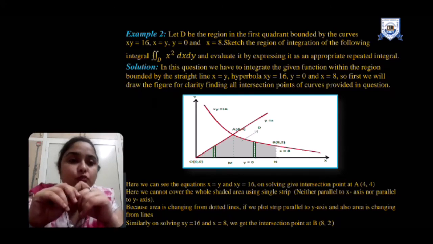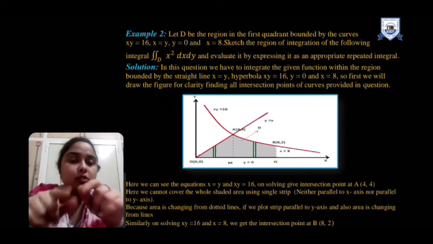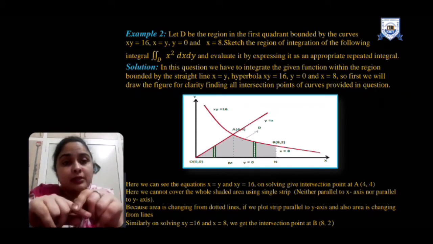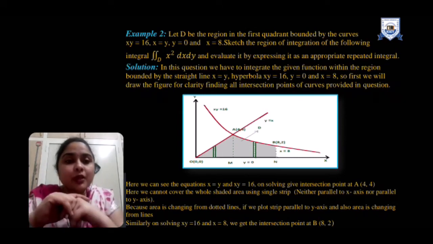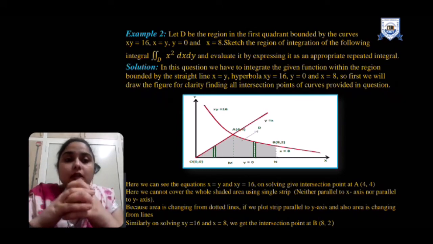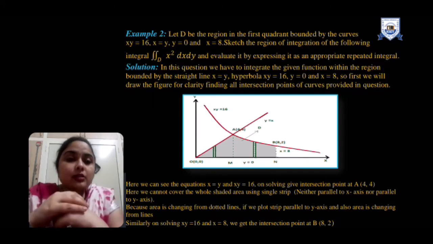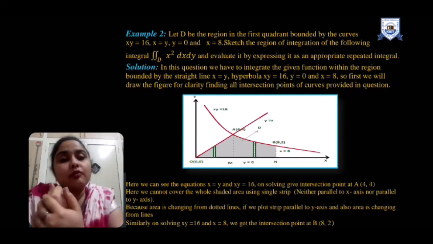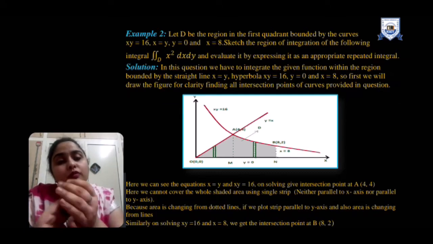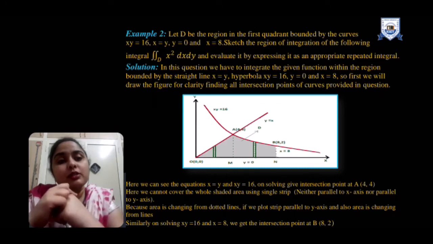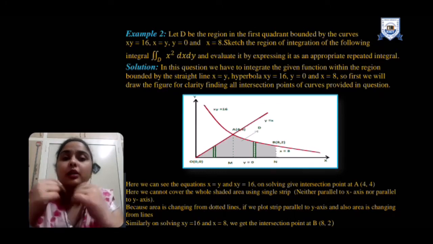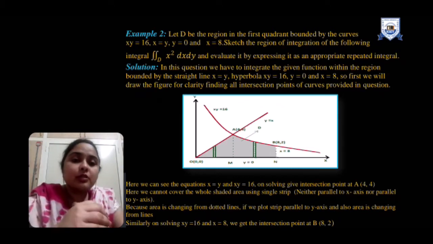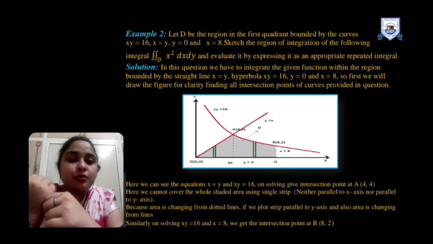Putting x equals y in xy equals 16, we will have x square. If we replace y by x, then x into x will give you x square. x square equals 16, that is x equals 4. x equals 4, we should put in y equals x, y and x are equal, so y will also be 4. Solving both the equations, the values must satisfy both equations, so we have the intersection point, that is (4, 4). Also in my result I have mentioned the whole process that I will show you.